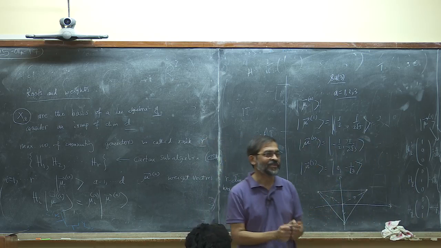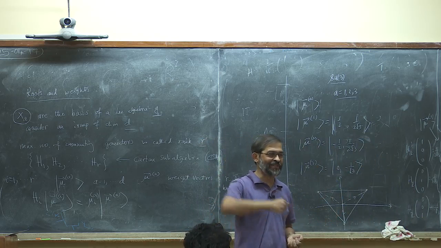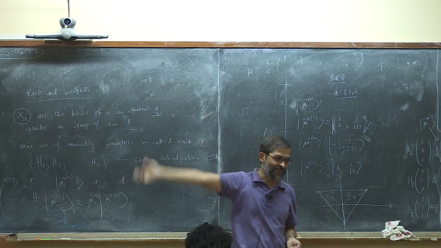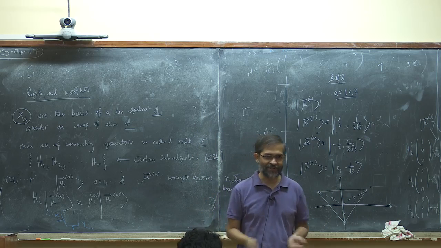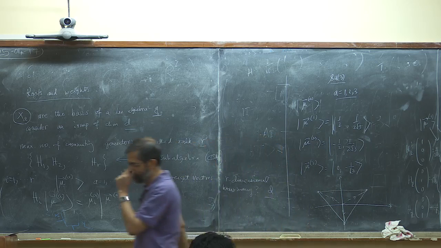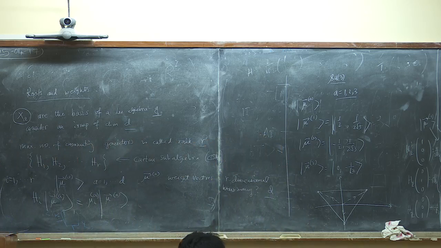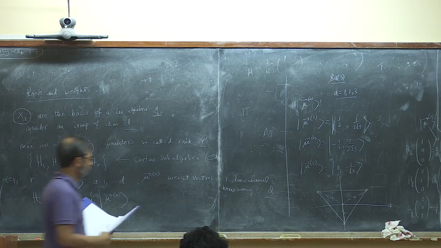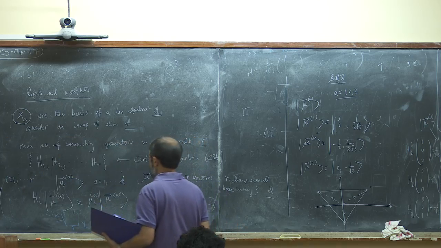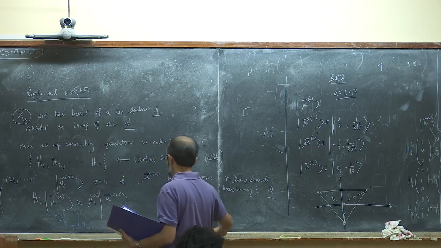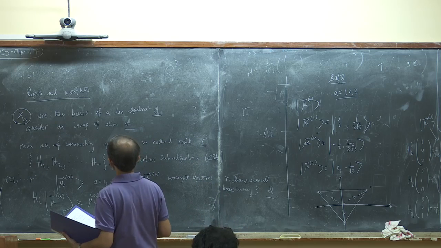Of course, you could say that I could elongate my H1 by a factor of 100 and H2 by a factor of 1 over 100 or something like that. You could do all that, but the statement I should make right now is that we will make this normalization convention. So that's an important issue: normalization.